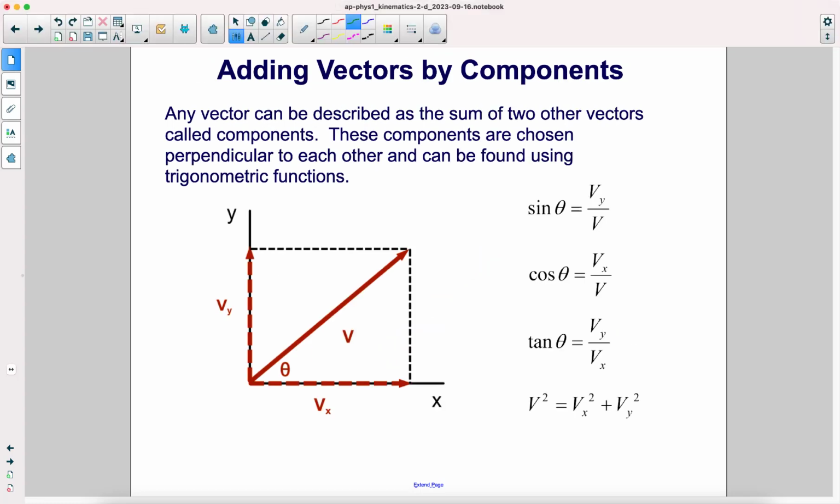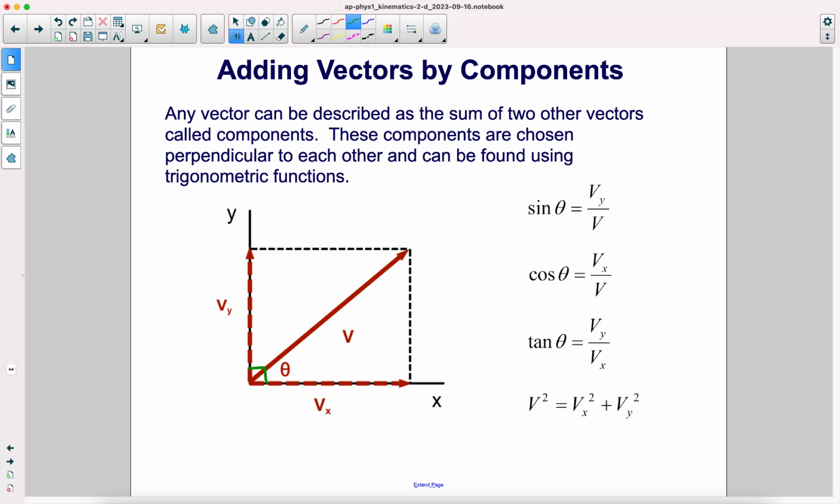Any vector can be described as the sum of two other vectors called components. These components are chosen perpendicular to each other and can be found using trigonometric functions. So for example, v can be broken down into its horizontal component and its vertical component. Those two components are perpendicular to each other.